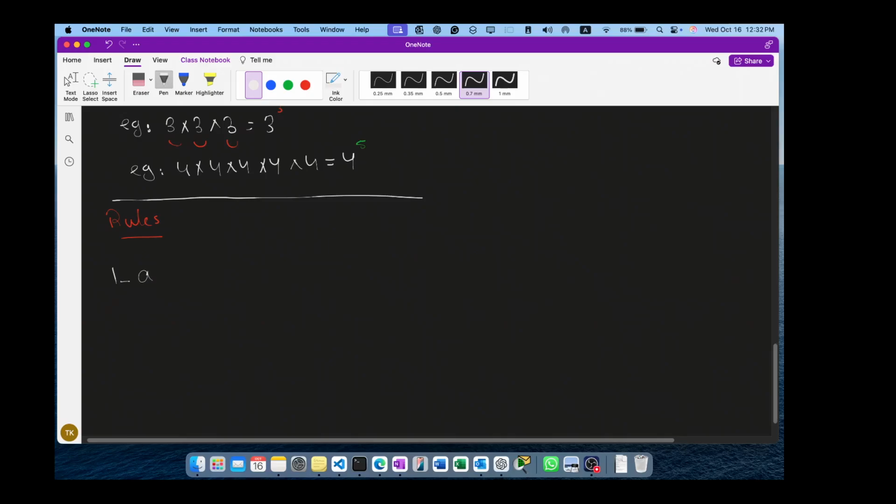A power n times A power m, right? What is the answer? When I see the same base, I will do A power n plus m. As easy as this. Let's take an example.